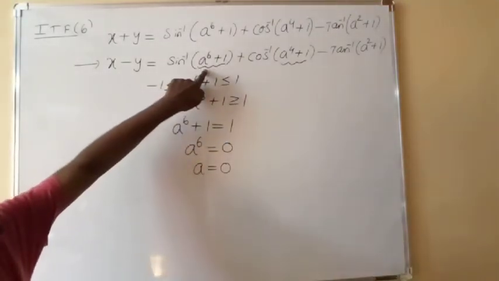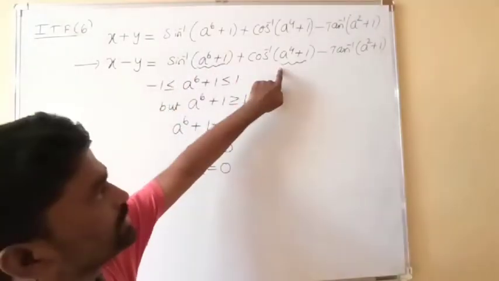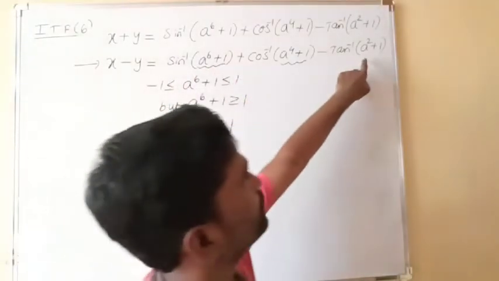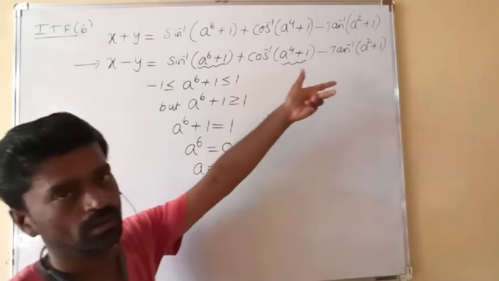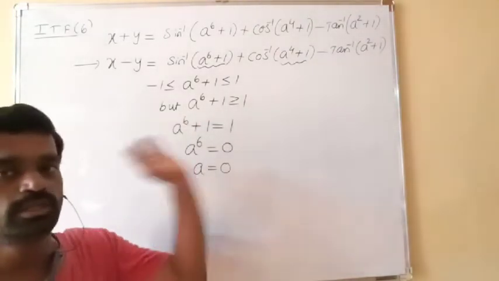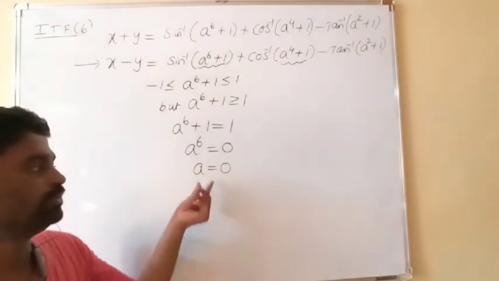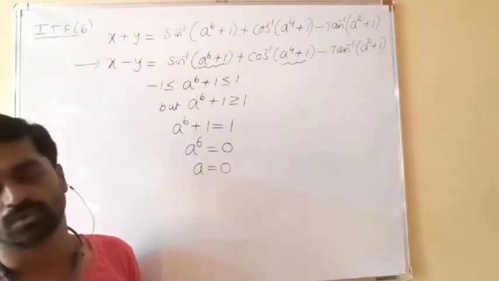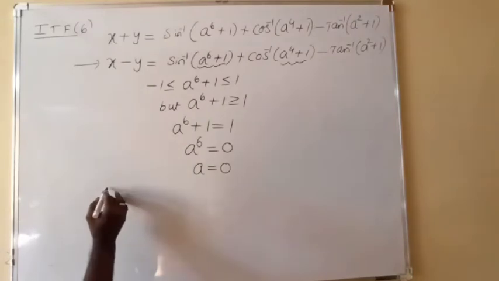So from this, what you are getting is a = 0. This function is defined only when a = 0, but this function is defined for any value of a. But from all, that means all three functions are simultaneously defined only when a = 0. So just put a = 0, what will you get?